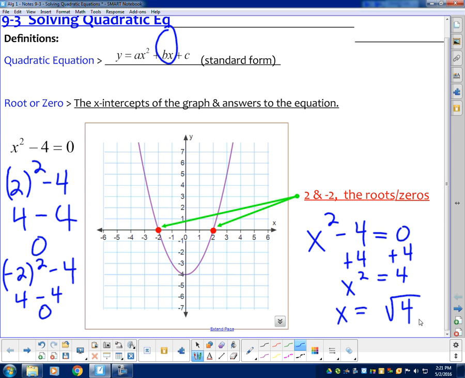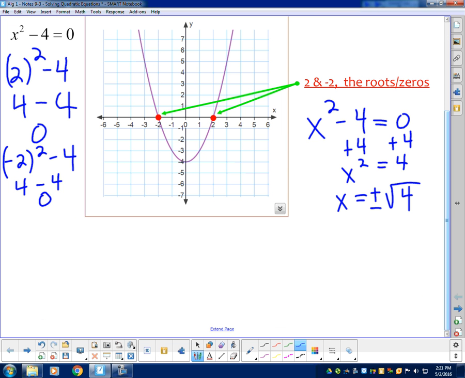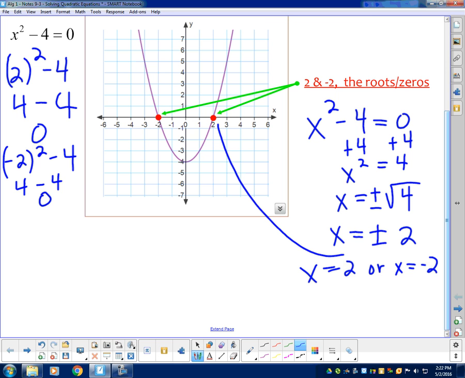Now there's something I should add here. There are two numbers that when squared equal 4. One of them is +2, the other one is -2. And so what you'll see here is that I have x equals plus or minus the square root of 4. So x equals plus or minus 2. And you'll notice that those values, x equals 2 or x equals -2, are the roots of the parabola that you see graphed here.